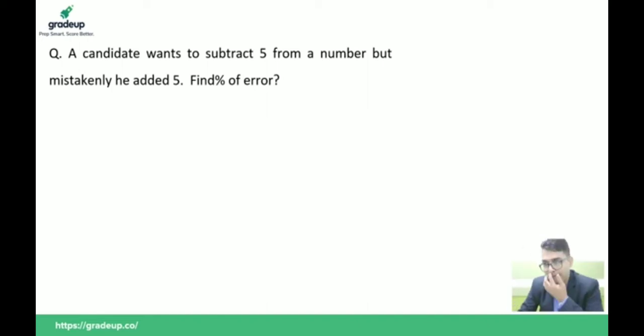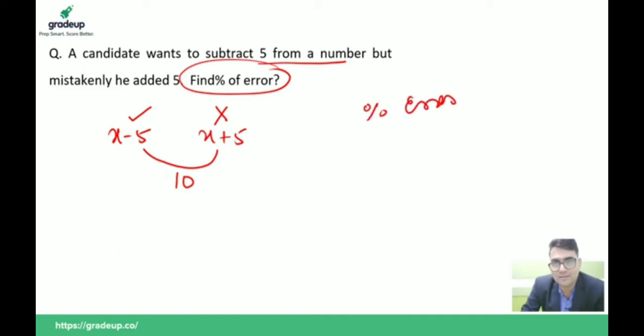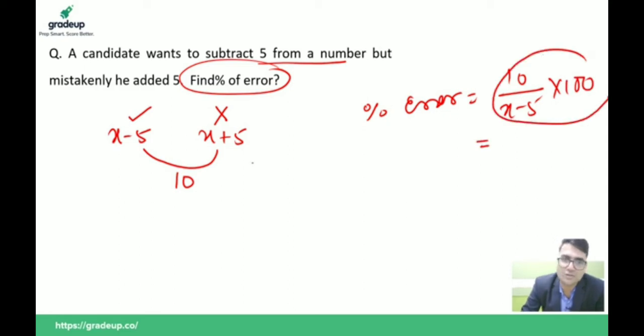Okay, guys, in this question, a candidate wants to subtract 5 from the number. So this will be the right answer. But mistakenly he added, so this is the wrong answer. So we have to find the percentage of error. By how much is the wrong answer greater than the right answer? That is 10. Then the percentage of error is 10 by the right answer into 100. So this can't be solved. So the answer is cannot be determined.